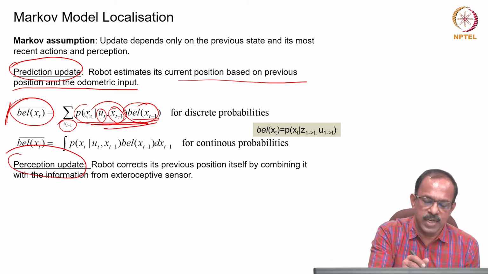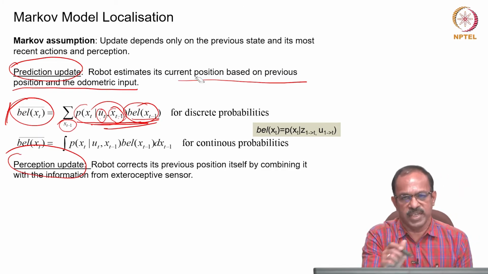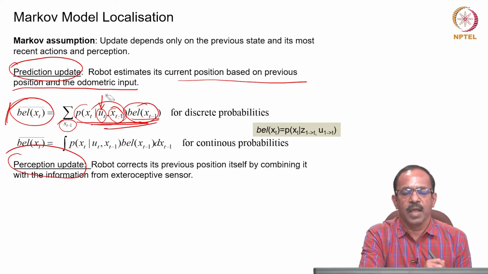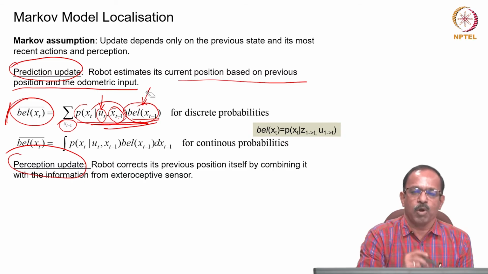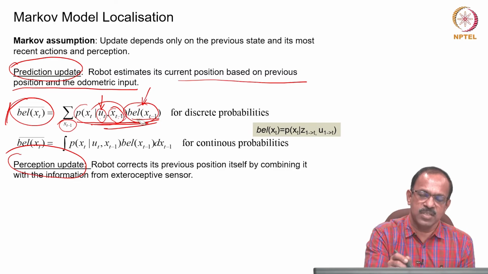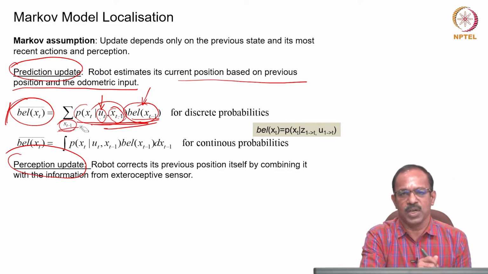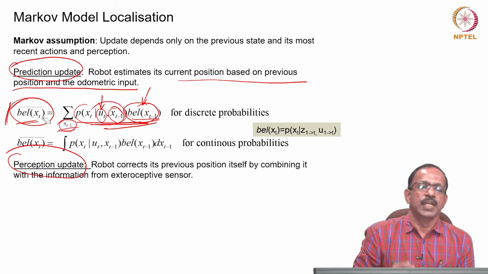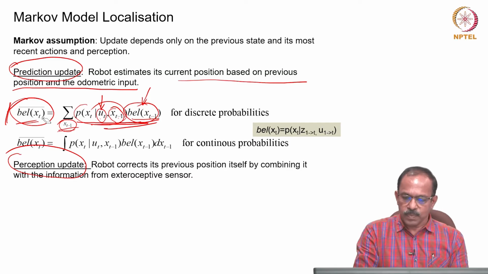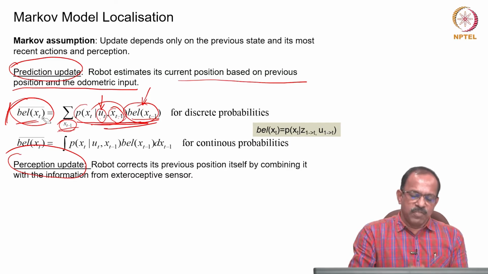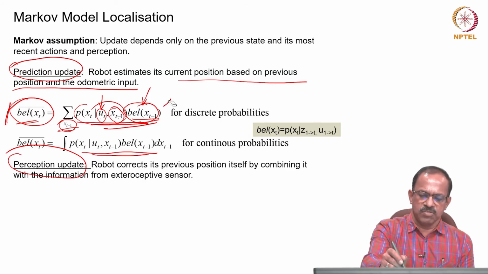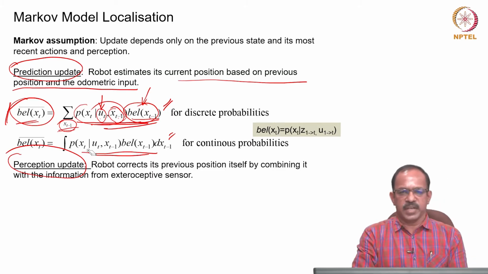So, what we do is look at the possibility that the robot has moved to xt from its previous position xt minus 1 using a control input ut, and then the probability that the robot was at xt minus 1, the previous position. You multiply these, and for all possible xt minus 1, you will get the belief bar xt, which is the prediction update. If it is a continuous probability, you go for the integration. It is the same thing, only for discrete we use the sum, and for continuous we use the integration.